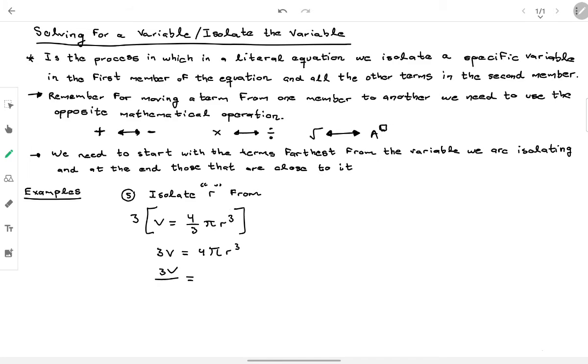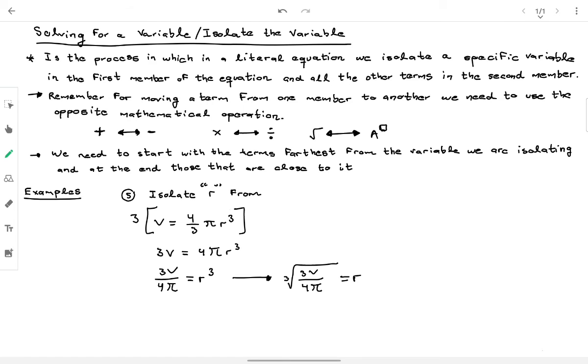After that, we can send the 4 pi that is multiplying the radius, dividing, so it's going to be 3V over 4 pi equals radius to the third. And remember, we can send a power as a root to the other side, respecting the specific power we have. So in this case, it's going to be the cubic root of 3V over 4 pi equals the radius.